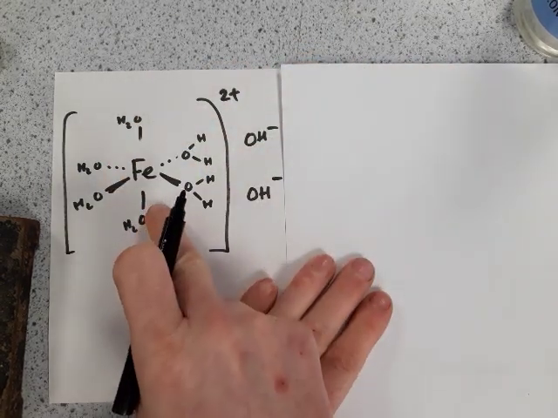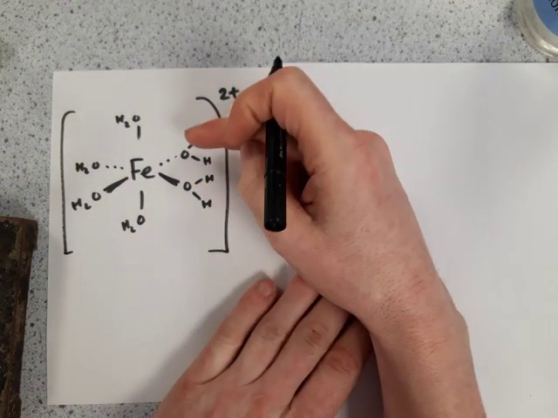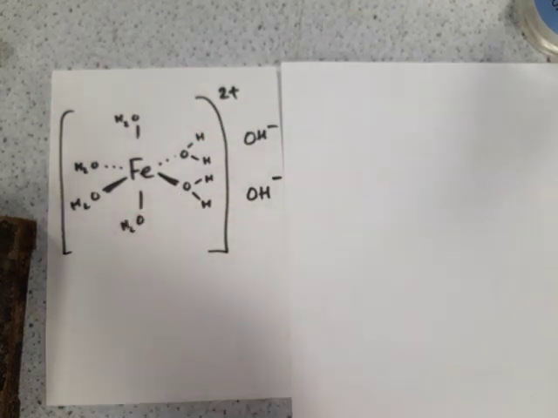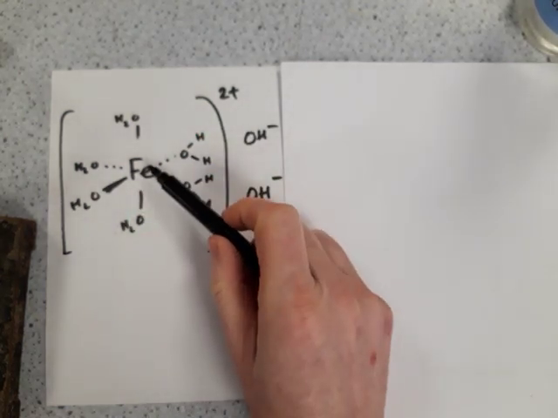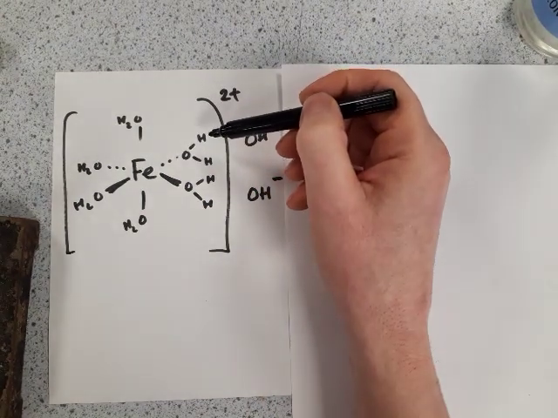So when you've got a metal aqua ion with its 6 water ligands, this is acidic, and it's acidic because this metal ion is pulling electron density towards itself, so these hydrogen ions can drop off.